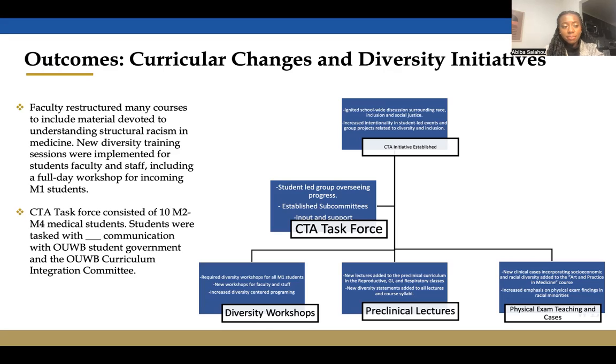The Art and Practice of Medicine course, where students learn clinical skills, was also updated in order to include more inclusive clinical vignettes. A group within the OUWB's curriculum committee was also established to oversee efforts.